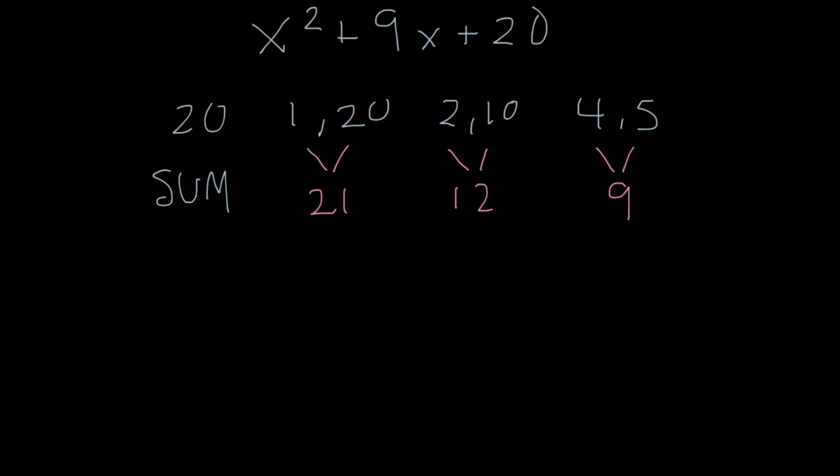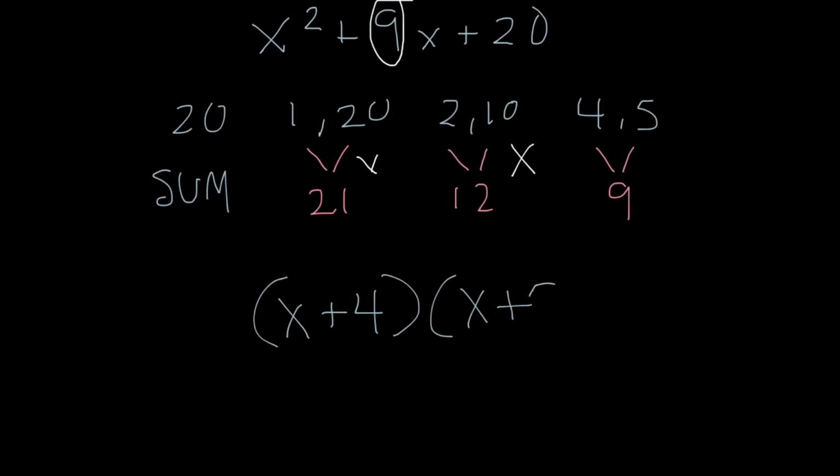The sum of 1 and 20 is 21, and this doesn't work because 21 is not equal to 9, which we have in the equation. 2 and 10 is obviously not it because the sum of 2 and 10 is 12. The only possible factors are 4 and 5, because they equal 9. So therefore, our expression is going to be x plus 4 and x plus 5.